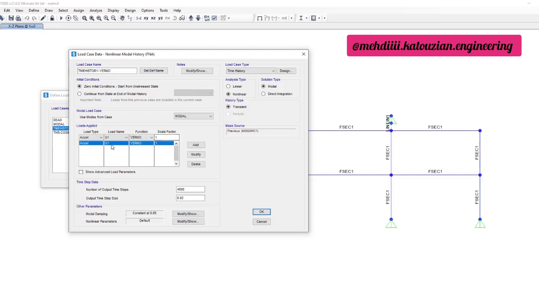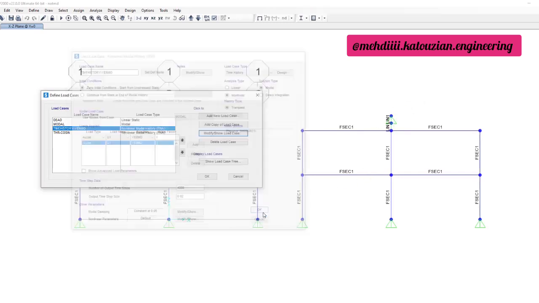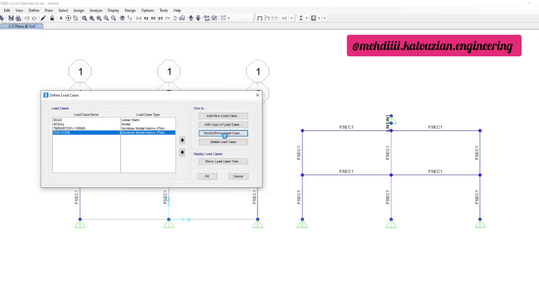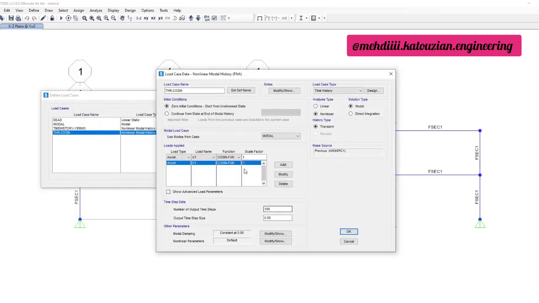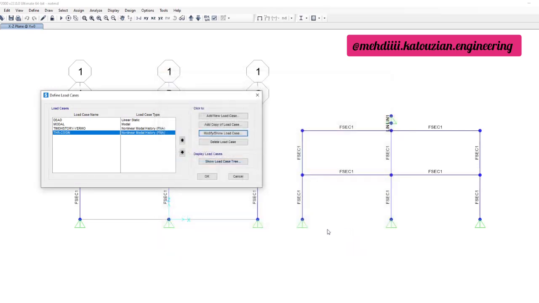I defined the U1 function, it's about 4,000 points, and about 0.2 second steps. I consider 5% damping for the original structure, and then we will see the response with the tuned mass damper, how much it increases the structure response. And the second is time history for cosine. It's about 5 seconds. I used 100 points, about 0.5 seconds, with scale factor 1, nonlinear choice.